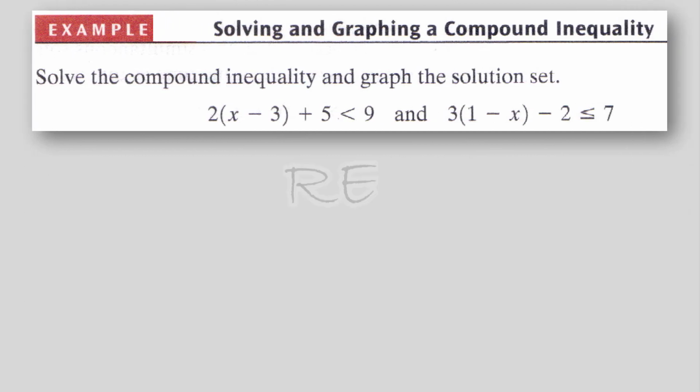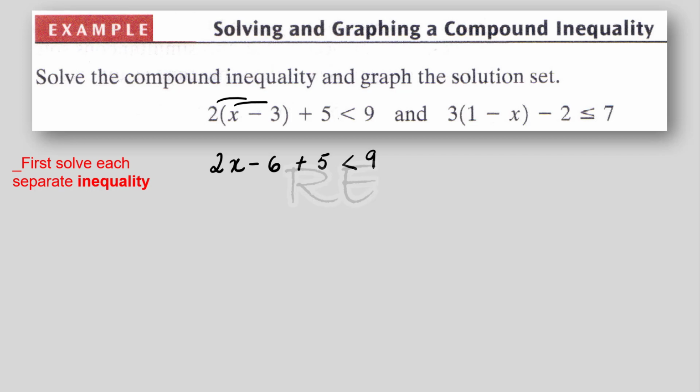Solving and graphing a compound inequality. First, solve each inequality separately. 2 times (x minus 3) is 2x minus 6, plus 5, strictly less than 9. Negative 6 plus 5 is negative 1. 2x minus 1 strictly less than 9.